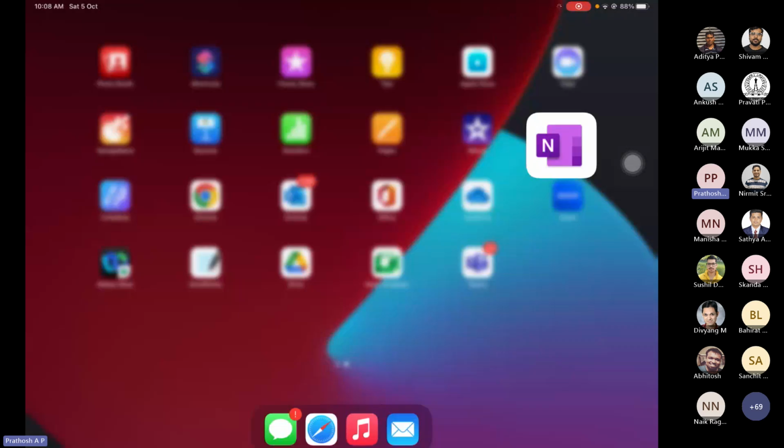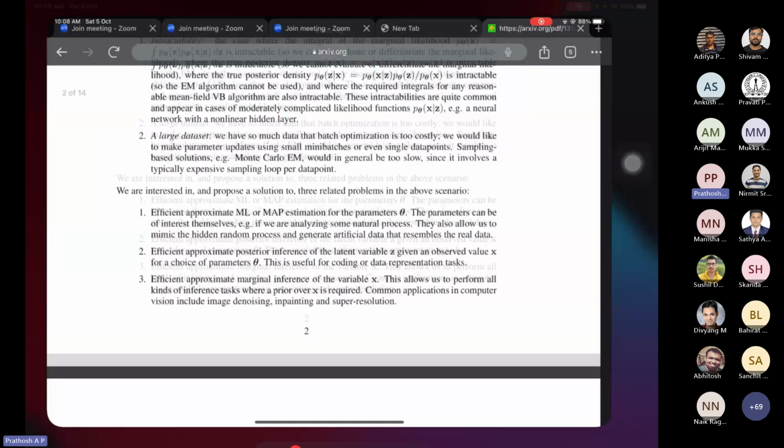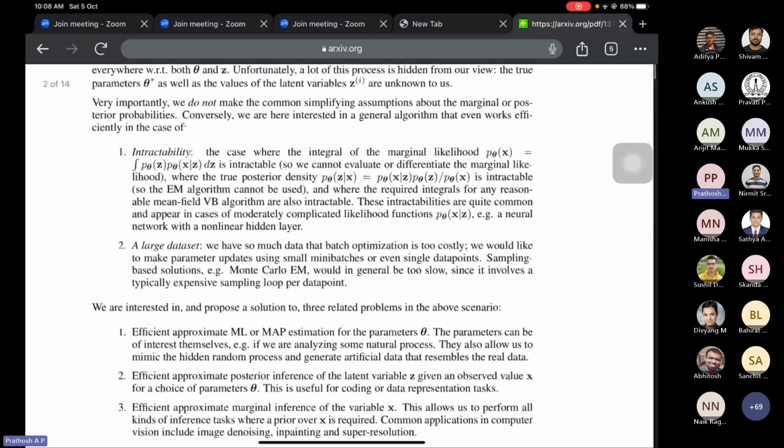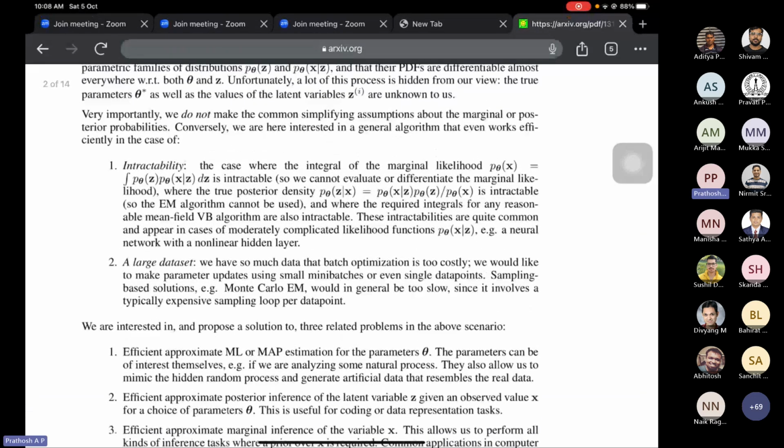I should also show you that they say EM is not feasible. Look at this, the first point here, intractability. The case where the integral of the marginal is intractable, where the true posterior density p theta of z given x is intractable. So the EM algorithm cannot be used. Is that okay?